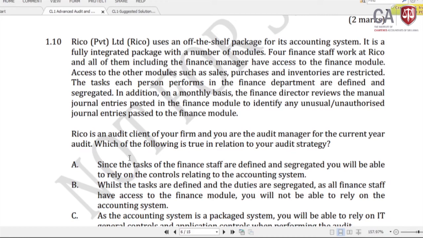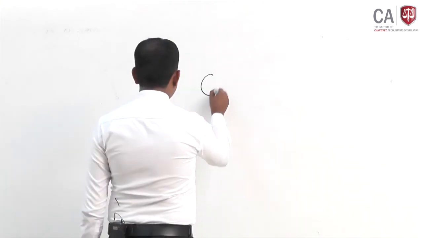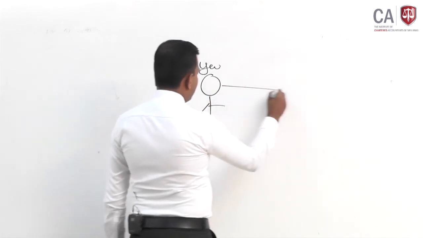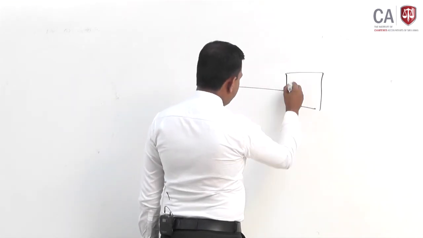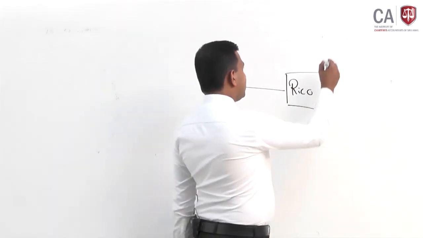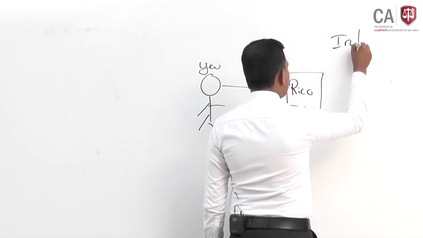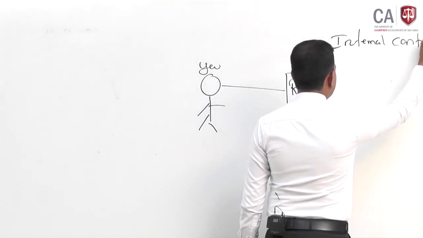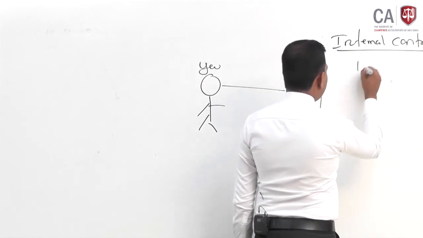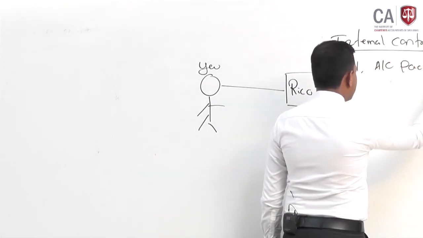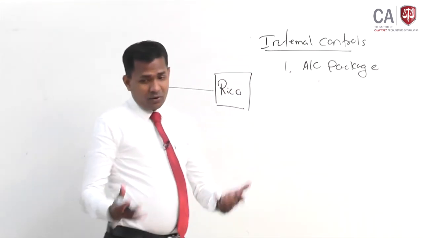So you are the auditor, and you are auditing Rico, right? And the question is giving a lot of information with regard to the internal controls of Rico, and they have an accounting package. So they have a very good accounting package, let's say off the shelf.